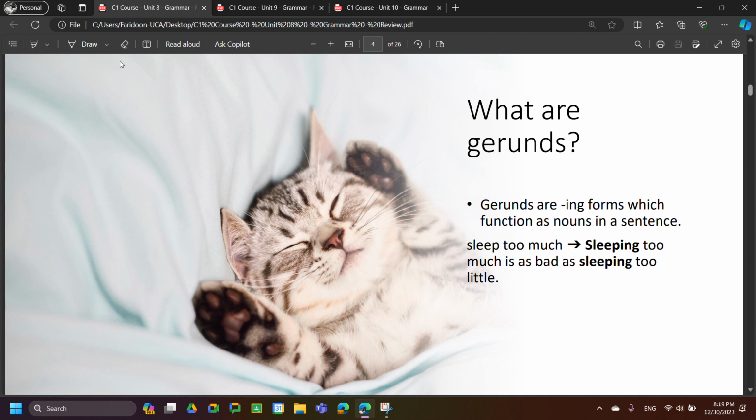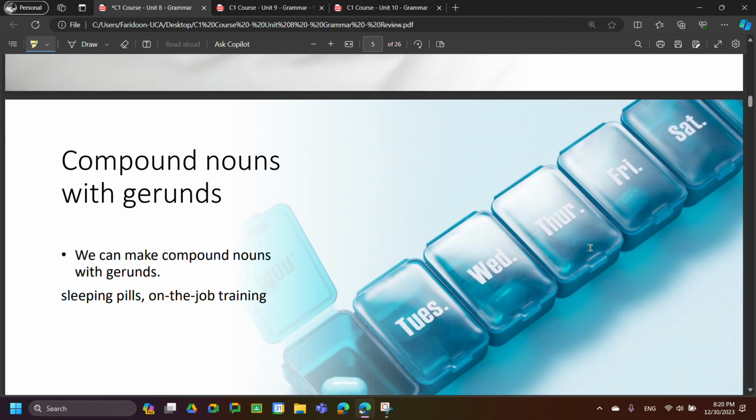Now, the main question many people like yourself would ask is, what are gerunds? Okay, gerunds are ing forms. They are ing forms which function as nouns, or which work as nouns, in a sentence. For example, sleeping too much is as bad as sleeping too little. That was just an example, but the point here is, of course, sleeping itself, which is a gerund, and it's being used as a noun in our sentence.